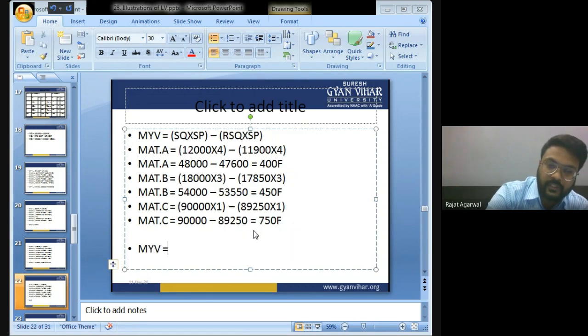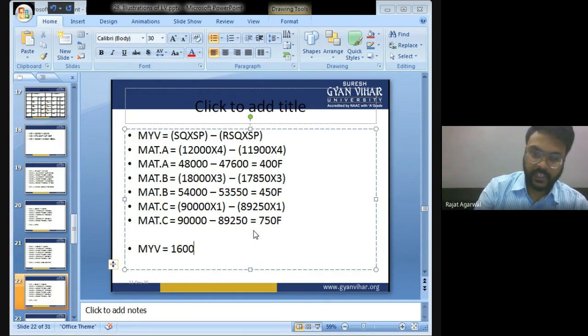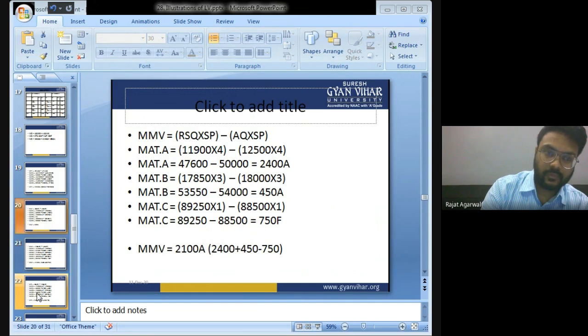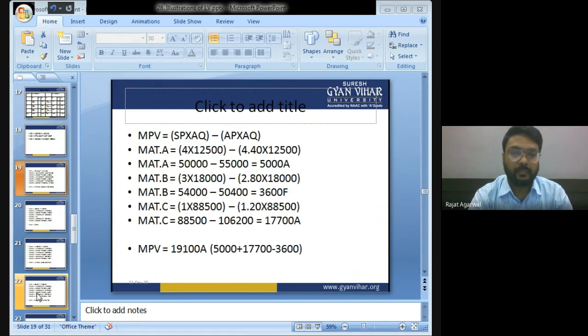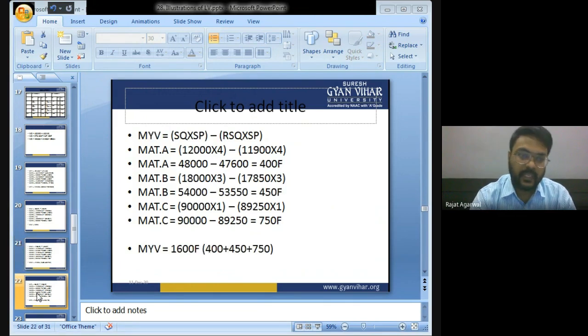Material yield variance is 400 favorable plus 450 favorable plus 750 favorable. That is 1,600 favorable. So we have calculated all five types of material variance: material cost variance, material price variance, material usage variance, material mix variance, and material yield variance.